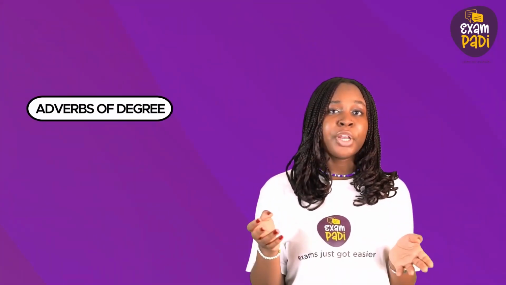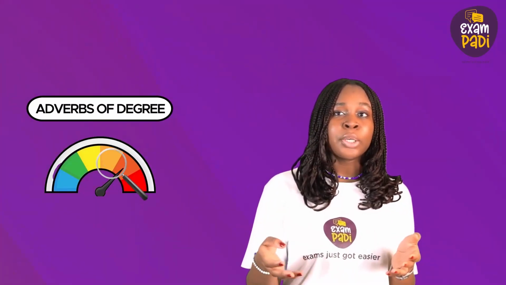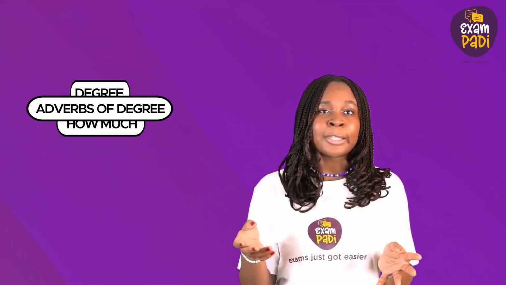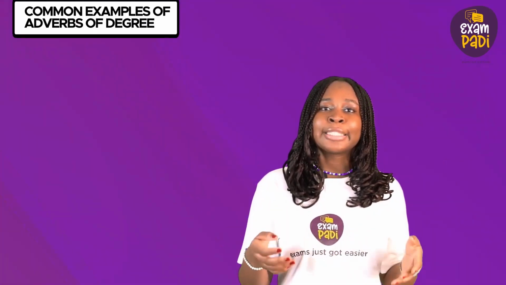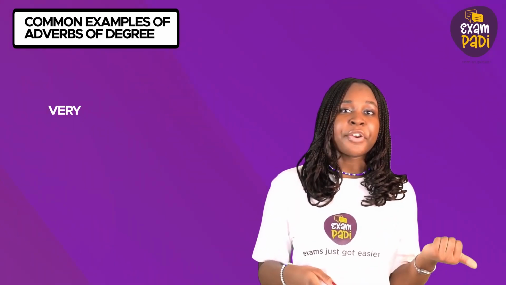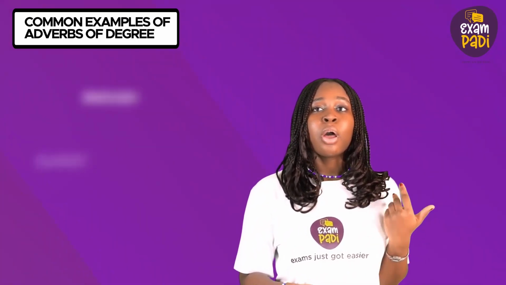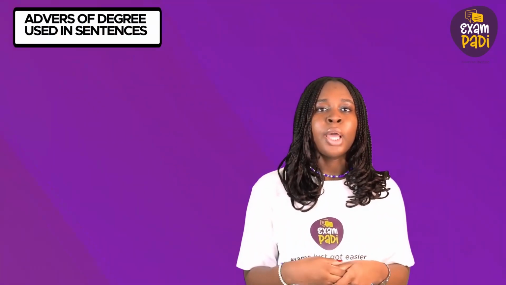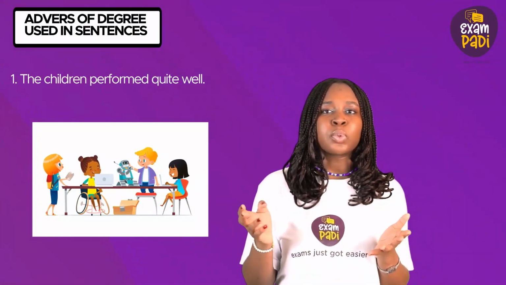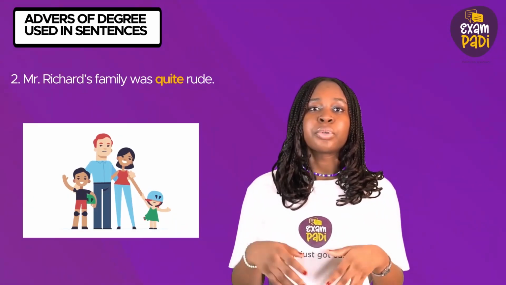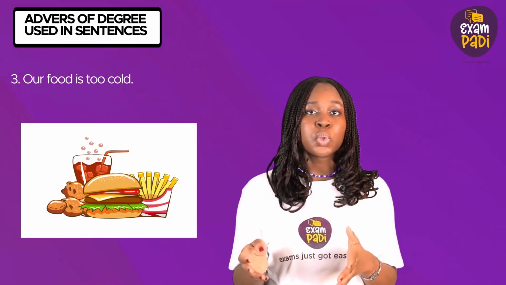An adverb of degree shows how intense a quality or an action is. They show how much and to what degree in sentences. Examples include very, quite, extremely, enough, almost, too, and so on. The children performed quite well. Mr. Richard's family was quite rude. Our food is too cold.